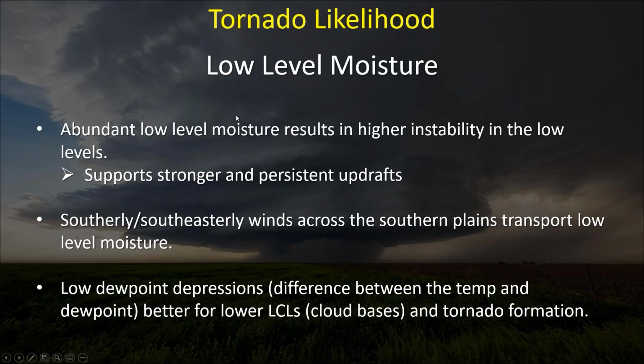As I mentioned as well, southerly and southeasterly winds are the most favorable for bringing that moisture in this part of the country from the Gulf of Mexico. And another thing that we like to see is something called low dew point depressions. So basically the air temperature and the dew point temperature are very close together, and that's going to give you lower cloud bases and a greater chance for tornadoes. Next.